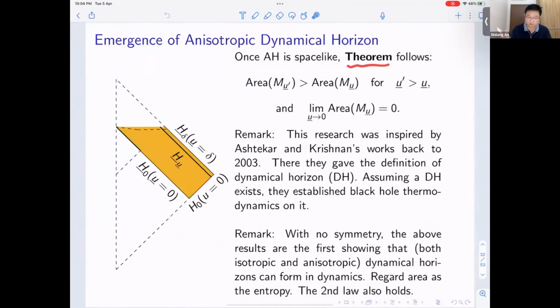the following theorem holds: along the apparent horizon, the area of the modes will increase when the u bar is larger, and the area of the modes will shrink to 0.